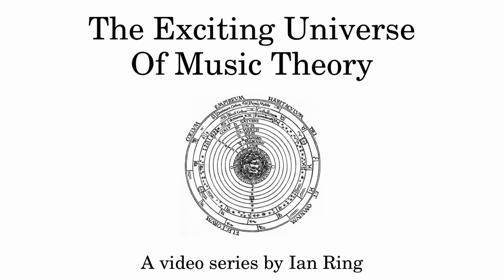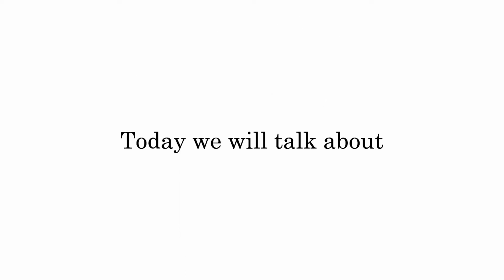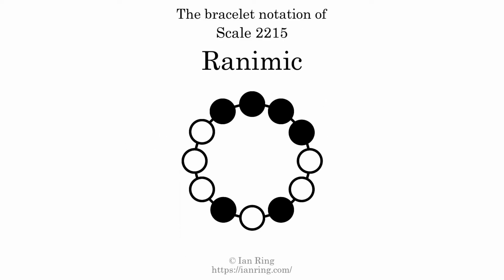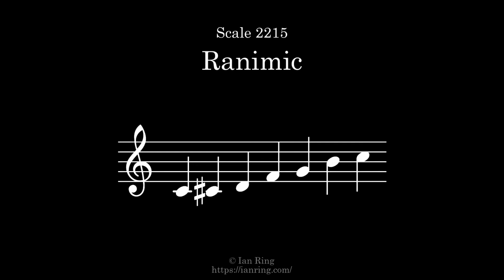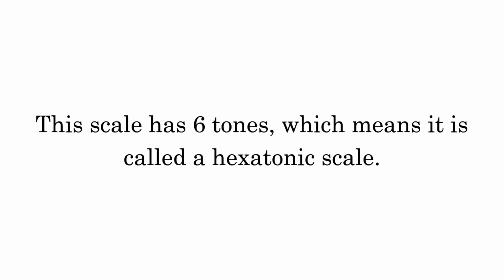Welcome to the exciting universe of music theory. Are you ready to learn? Then let's begin. Today we will talk about scale 2215, Ranimic, which sounds like this. This scale has 6 tones, which means it is called a hexatonic scale.